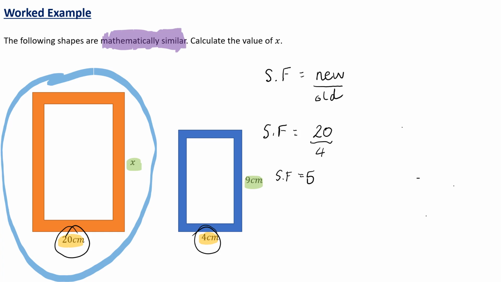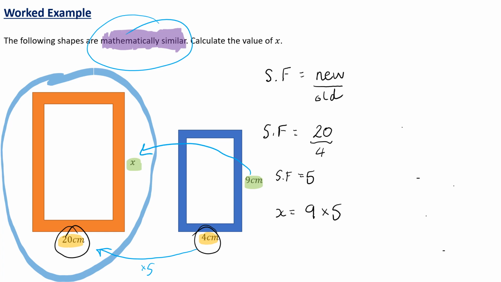And you can probably see that already. You should be able to see that from here to here, we've multiplied by 5. And because these are mathematically similar, to work out x, we're going to need to multiply 9 by 5. To go from there to there, we're going to need to multiply it by 5. So x is going to be 45 centimeters.